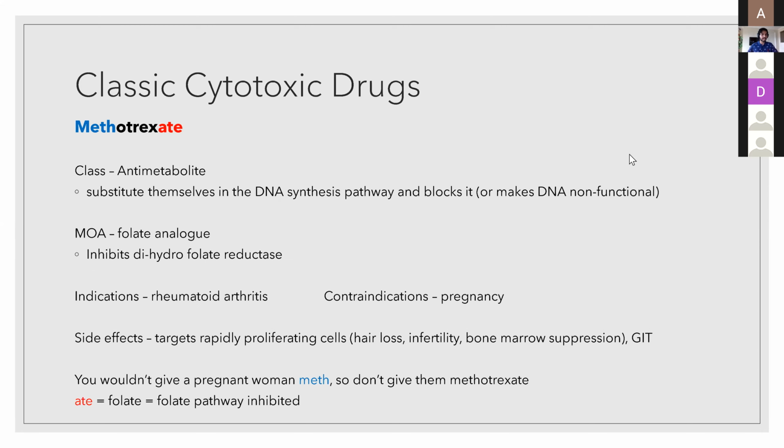Our final cytotoxic drug is methotrexate, which is also an anti-metabolite, but this time it's a folate analog. Essentially, methotrexate inhibits this enzyme. But just remember, it's a folate analog. Our first indication to remember is it's used in rheumatoid arthritis, and we can't use it in pregnancy. Same side effects. And how do we remember it? Well, you wouldn't give a pregnant woman meth, so don't give them methotrexate. That's a contraindication. And folate, the folate pathway is inhibited.